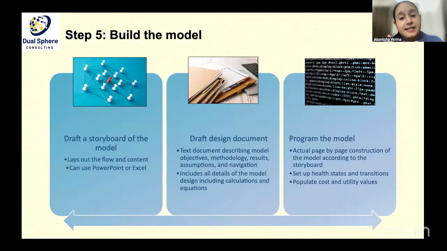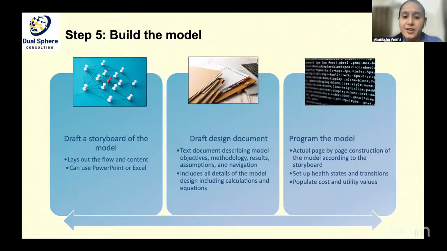Then you draft a design document. It is a text document, which can be a Word document, where you will describe what the model objective is, what methodology you are going to adopt, what results you are going to include, and what assumptions you are going to take. Just before building the model, you need to write it down.